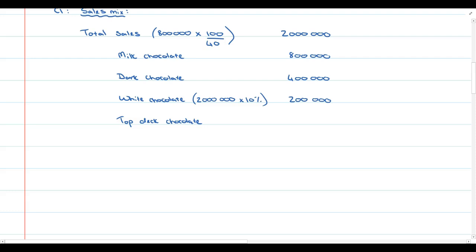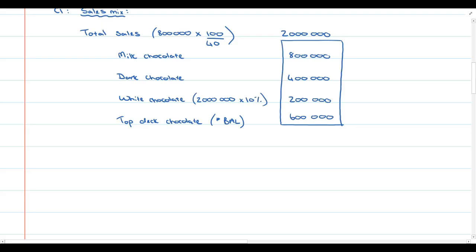So guys, this is obviously going to be your balancing figure because we know that the total is 2 million units. So work backwards and calculate how many units of top deck chocolate they expect to sell. So your balancing figure over there is 600,000 units. All right, so calculate all of these as a percentage so we know what their sales mix looks like.